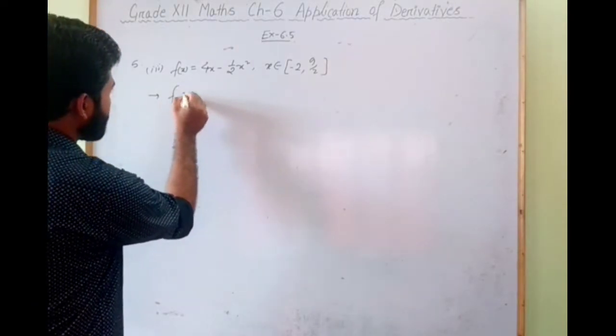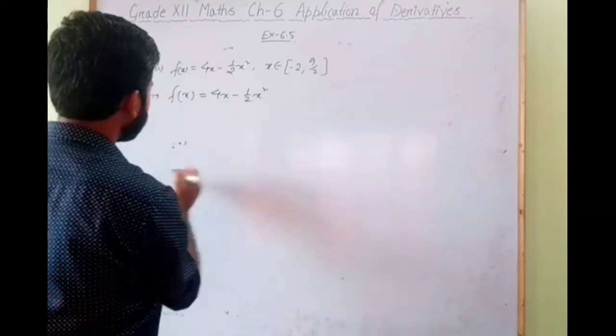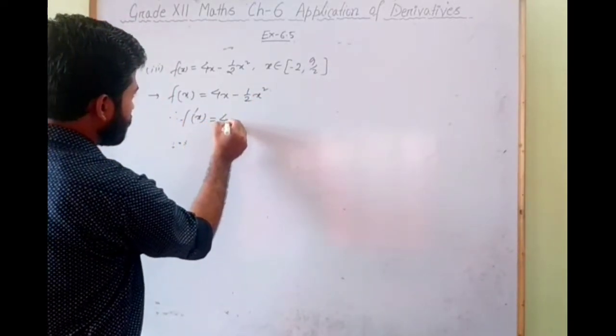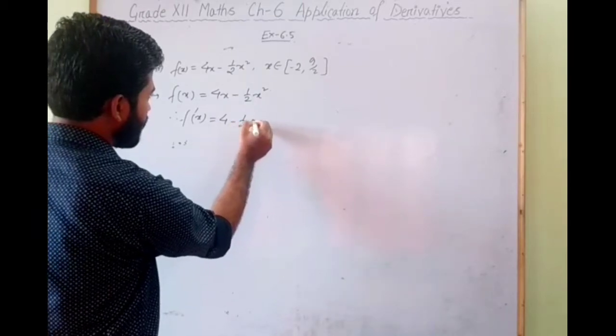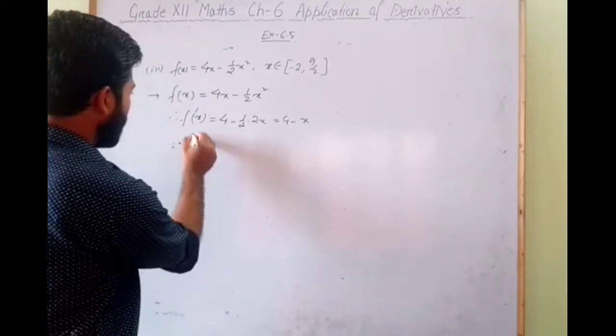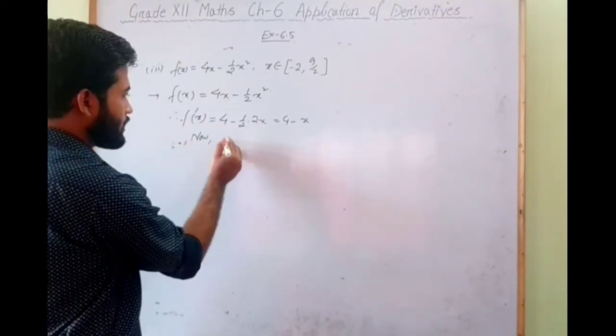At first write the function, that is f(x) is equal to 4x minus 1 by 2 x square. Therefore our f dash x will be 4 minus 1 by 2 times 2x, and that will be 4 minus x. Fine. Now equate the first derivative to 0.